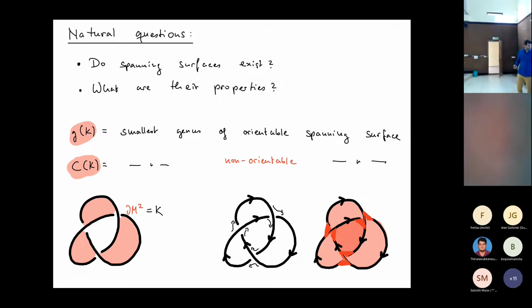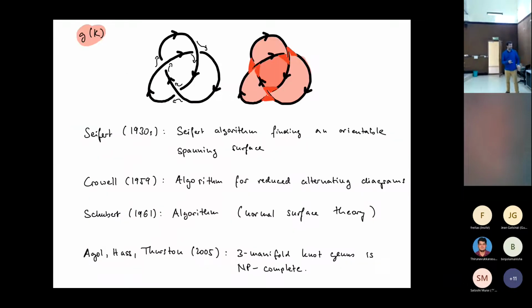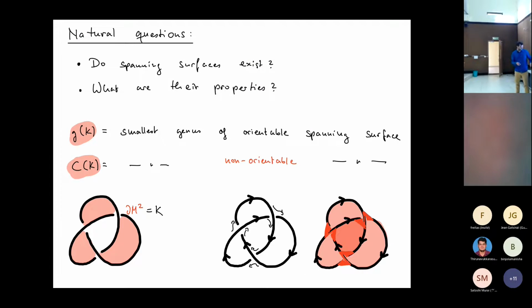So now the problem is that this out of the box cannot be used to compute the genus, because there might be a smaller genus orientable surface. But it turns out that the genus of the knot can be computed for alternating diagrams, right? Reduced alternating diagrams. You can show that this Seifert algorithm, what I just described, gives you the minimal genus surface, which is then called the Seifert surface. So usually you say the Seifert surface is the minimum genus orientable surface spanning a knot.